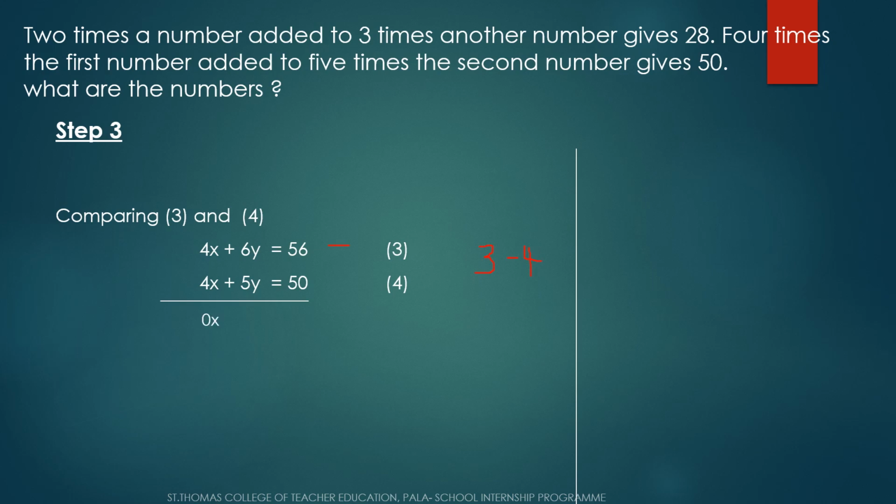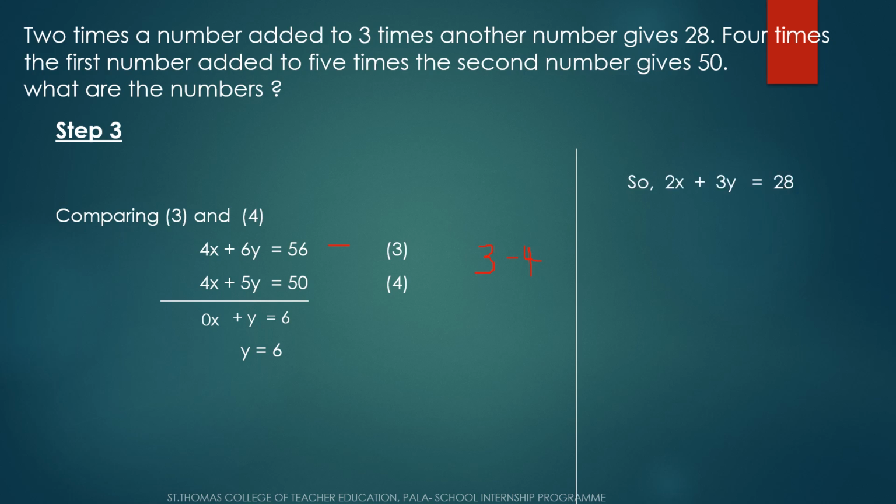0x, since 4x minus 4x is 0. And 6y minus 5y, it's 1y, and we write it as plus y. And what is 56 minus 50? It's 6. So we got y equal to 6. So we got one variable. Now what is the next step?